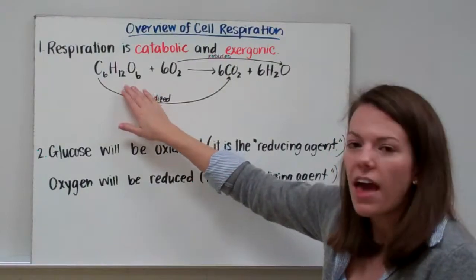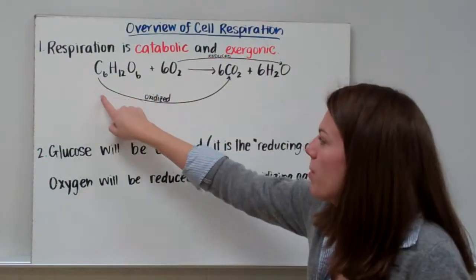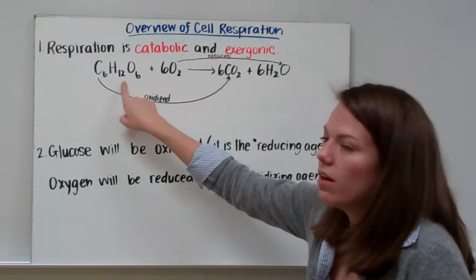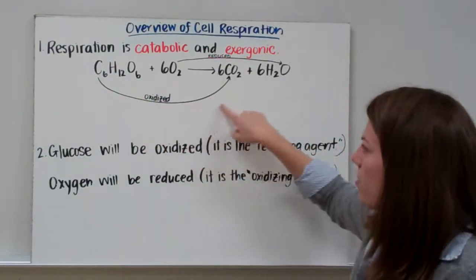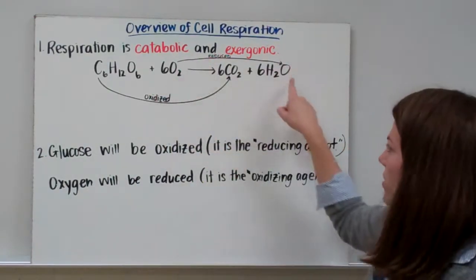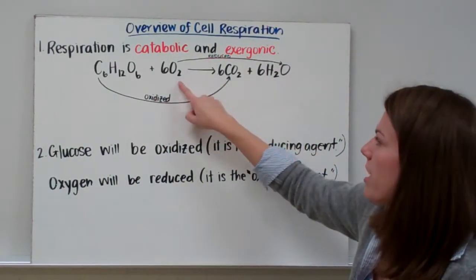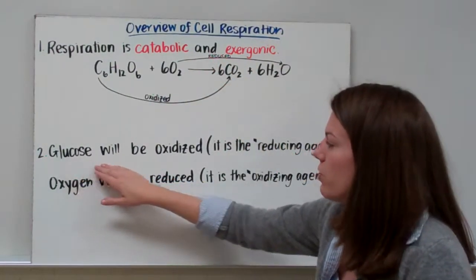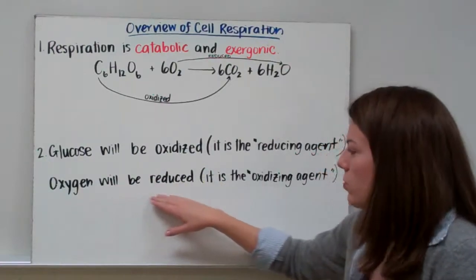Now if we look carefully at the atoms in this reaction, we'll see that the carbon is actually losing electrons. It's losing the electrons that were carried along with this hydrogen atom. So since carbon is losing electrons, it's oxidized, and oxygen is gaining electrons as it's gaining those hydrogen atoms. So it's gaining electrons, so it is reduced. So in cell respiration, glucose will be oxidized and oxygen will be reduced.